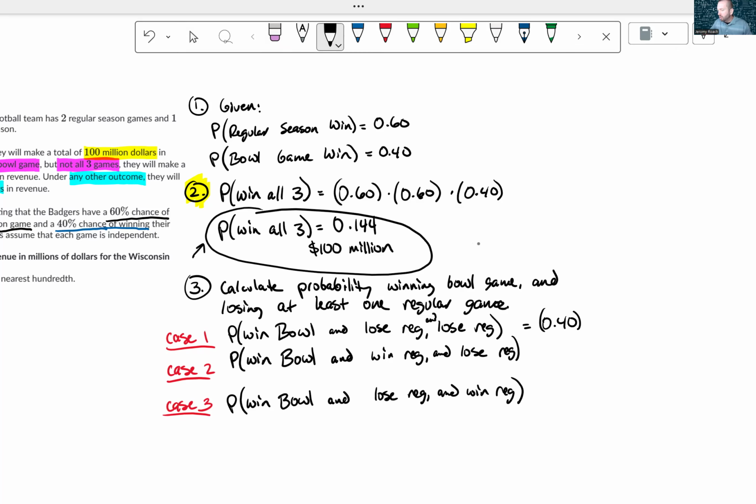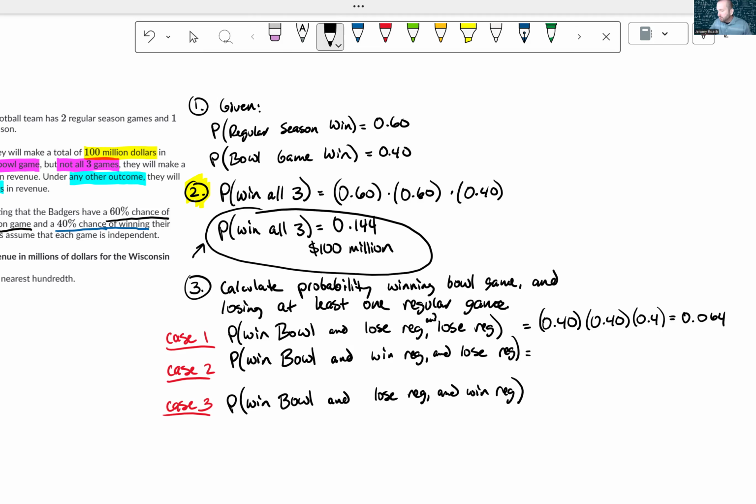Now losing a regular game. To win a regular game is 0.6 as a probability, so losing would be 1 minus 0.6, or 0.4. And then losing again is 0.4. We're going to multiply all those together, and for case one, we get 0.064.